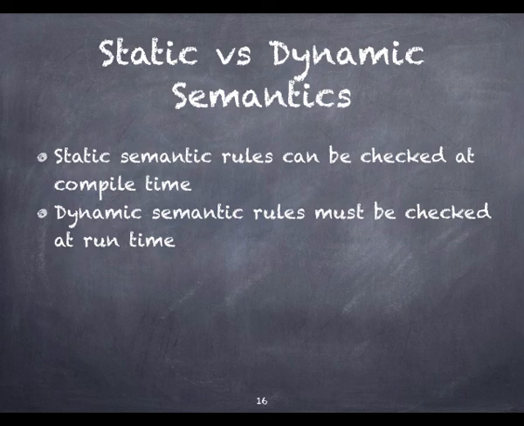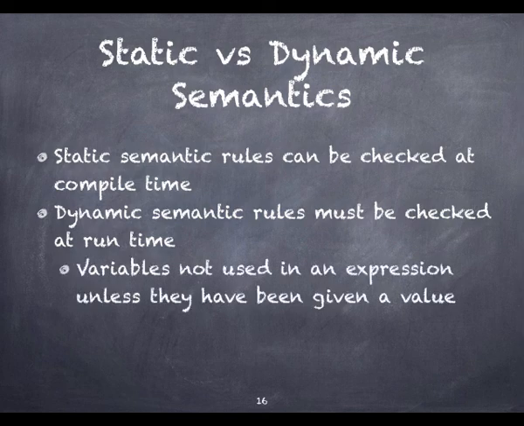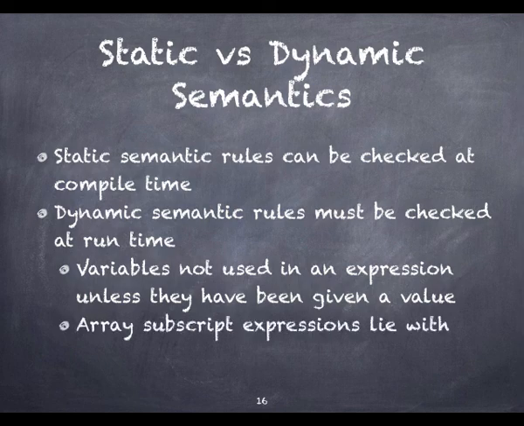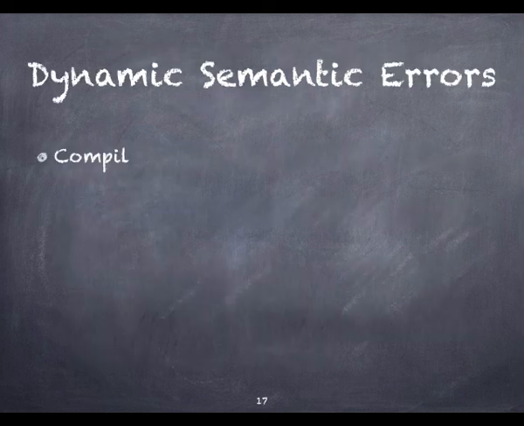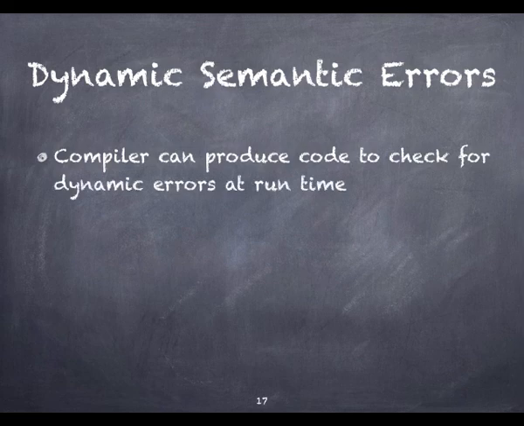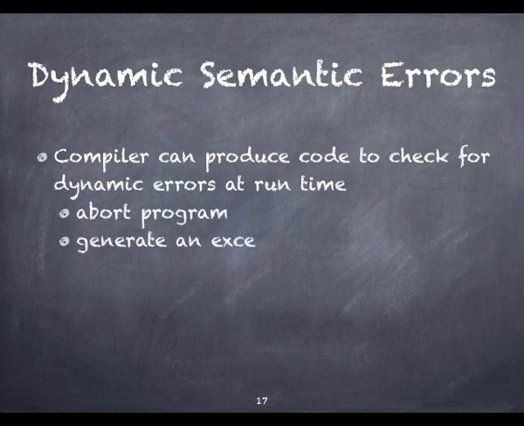Examples of rules that other languages enforce at runtime include variables are never used in an expression unless they have been given a value, and an array subscript expression lies within the bounds of the array. When it cannot enforce rules statically, a compiler will often produce code to perform appropriate checks at runtime, either aborting the program or generating an exception if one of the checks fails.